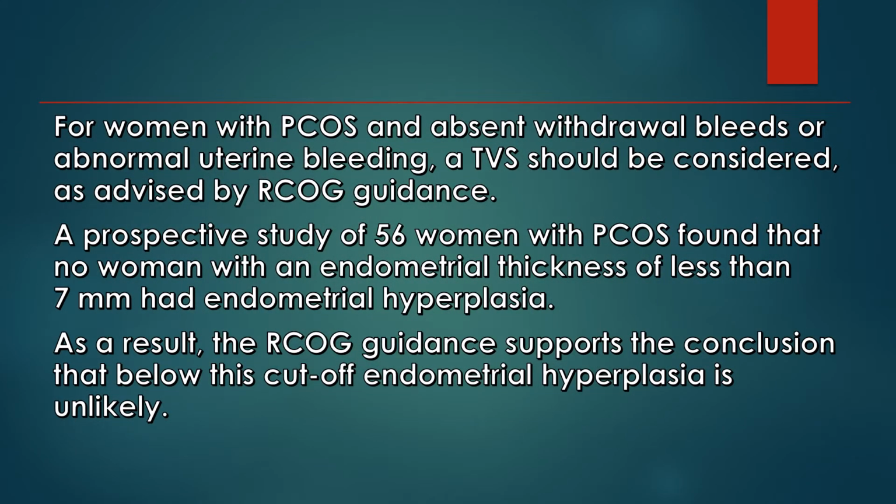For women with PCOS and absent withdrawal bleeds or abnormal uterine bleeding, a transvaginal ultrasound scan should be considered, as advised by RCOG guidance. A prospective study of 56 women with PCOS found that no women with an endometrial thickness of less than 7 millimeters had endometrial hyperplasia. As a result, the RCOG guidance supports the conclusion that below this cutoff, endometrial hyperplasia is unlikely.